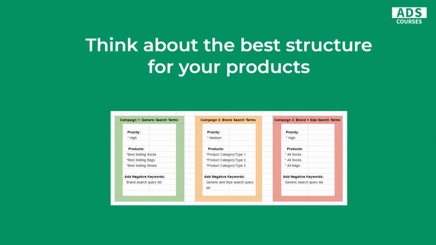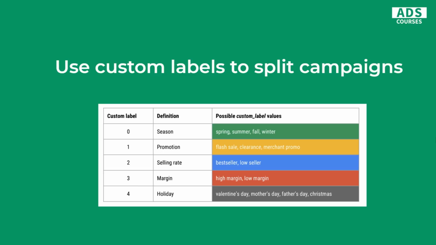Another example is when you have a shop with only one product category, but with different prices. So you could create a separate campaign for products with the highest prices, a separate campaign for the medium price products, and a third campaign for products with the lowest prices. And no matter how you split your campaigns, you should use custom labels to split your campaigns.